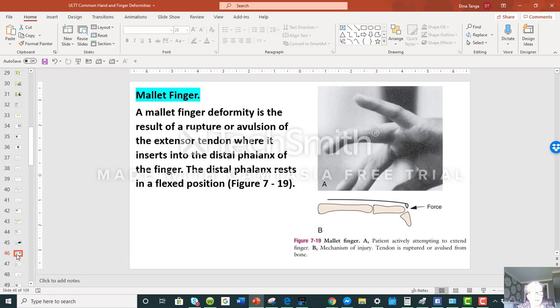Mallet finger. A mallet finger deformity is the result of a rupture or avulsion of the extensor tendon where it inserts into the distal phalanx of the finger. The distal phalanx rests in this flexed position.